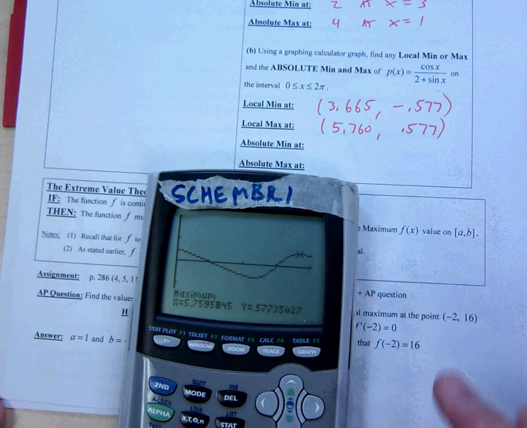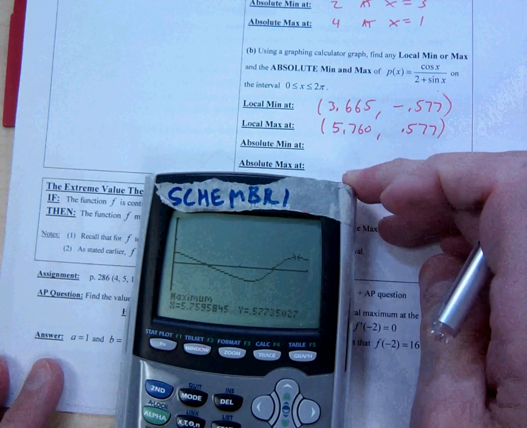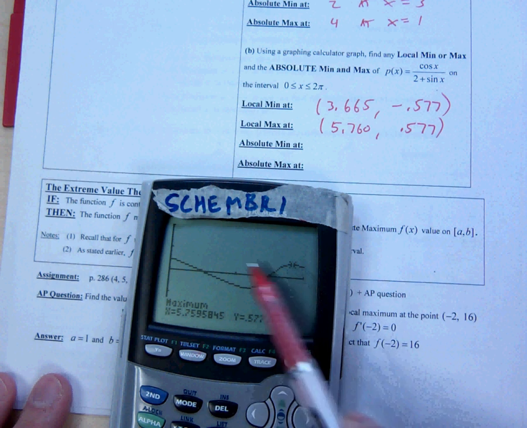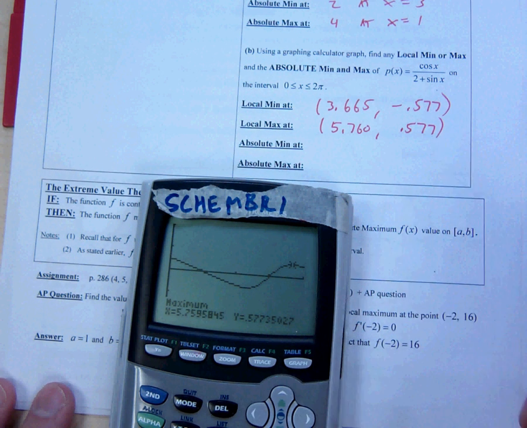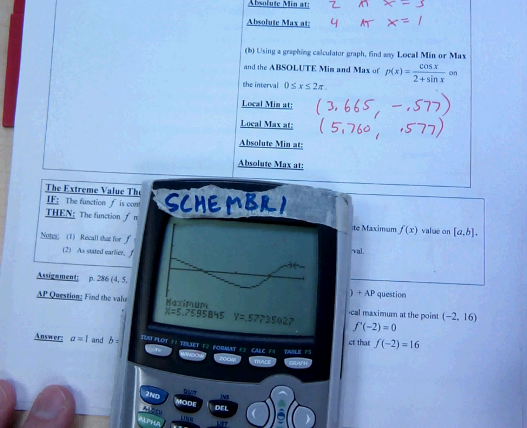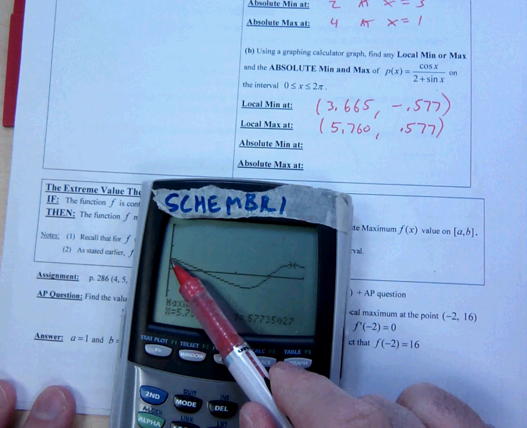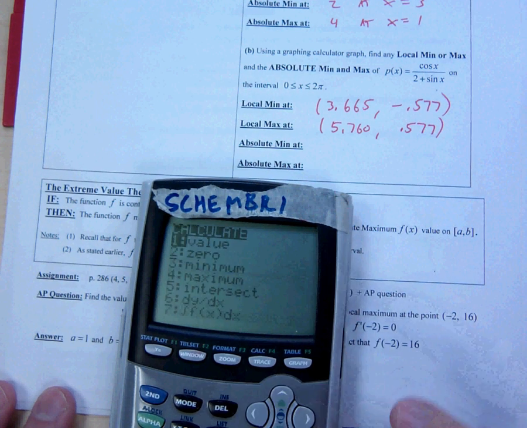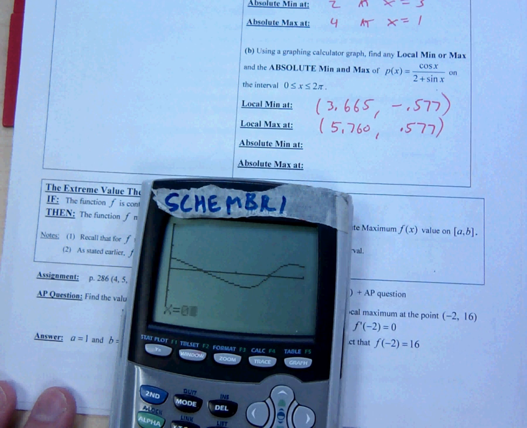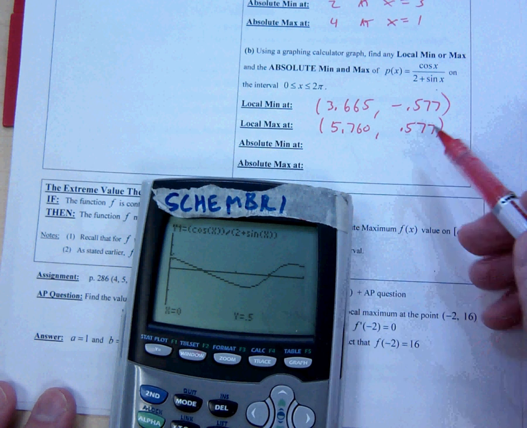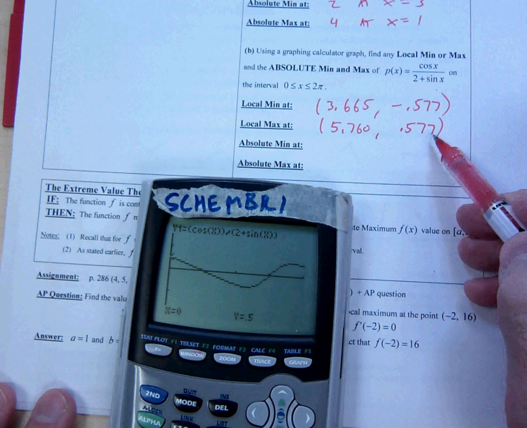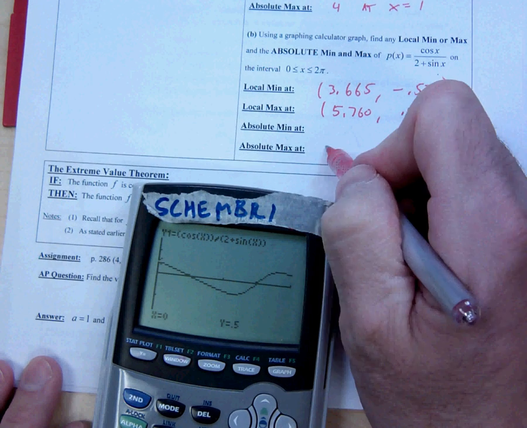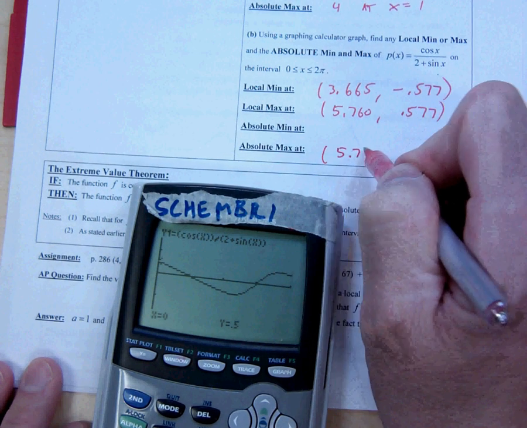Okay, now what about the absolute max, guys? Well, it's kind of hard to tell what's higher. Is that higher, or are we higher over here at the beginning? Which one's higher? Well, let me find the y value over here. How do I find the y value over here at the beginning? Second, trace, value, and type in what? 0. Okay, is 0.5 higher than 0.577? No. So what's my absolute max? This point again, isn't it?